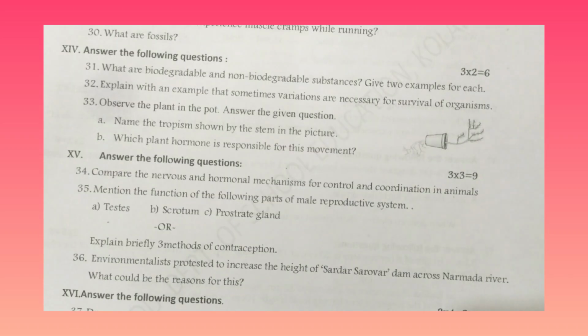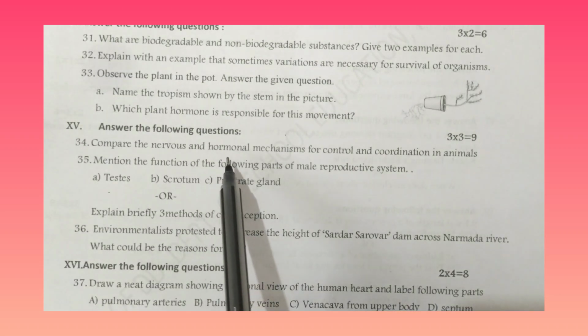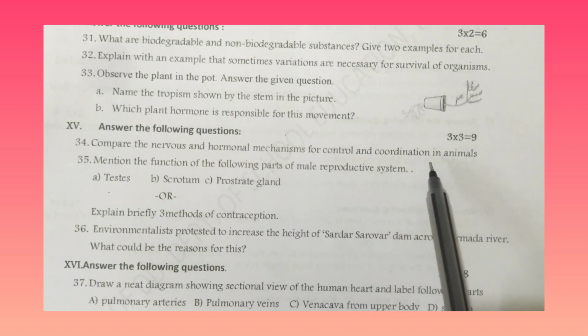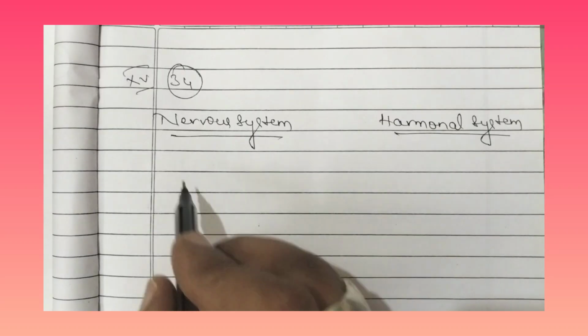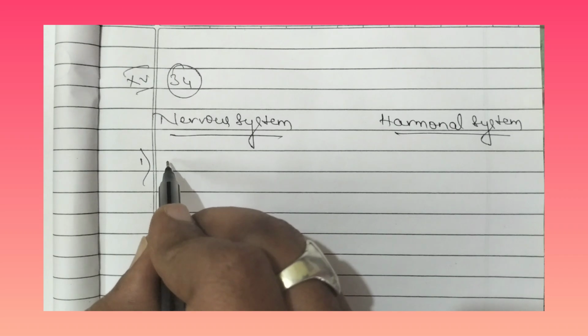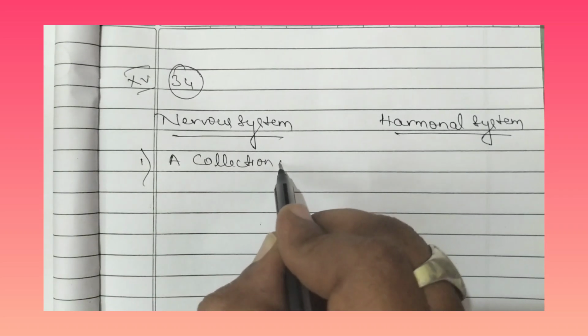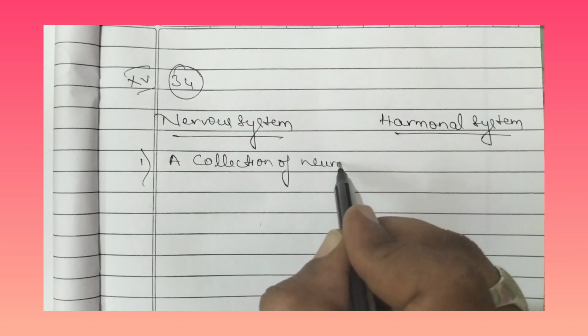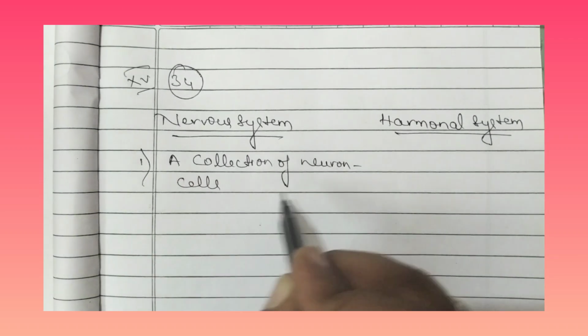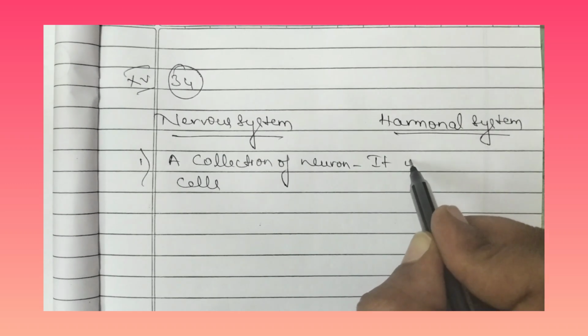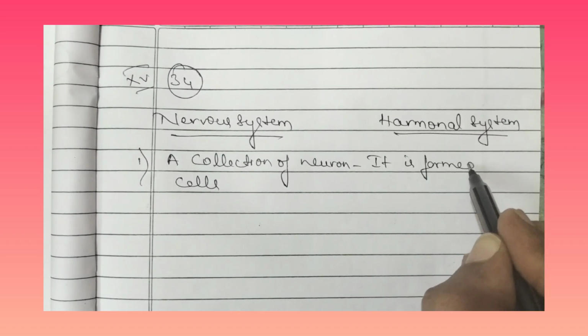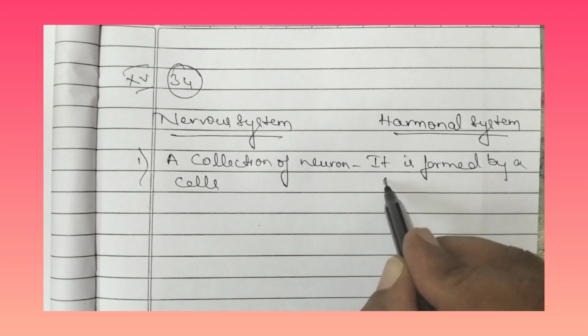Now let us move to question number 34. Compare the nervous and hormonal mechanism for control and coordination in animals. Let us differentiate between the nervous system and the hormonal system. The nervous system is a collection of neuron cells. The hormonal system is formed by a set of glands.